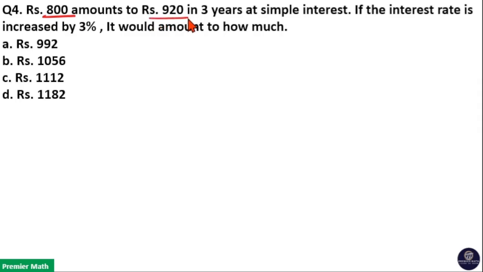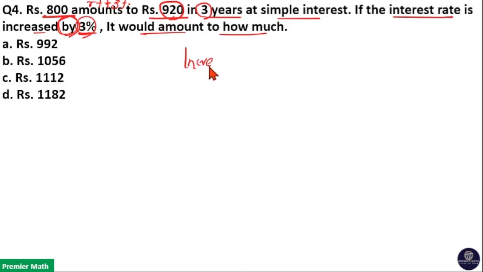Rupees 800 amounts to rupees 920 in 3 years at simple interest. If the interest rate is increased by 3%, it would amount to how much? Here, we don't have to find out the current rate. If the current rate is R percentage, 800 rupees at R percentage amounts to rupees 920 in 3 years. But here the rate is increased by 3%. That is, now the rate is R plus 3%. And this R plus 3% is for 3 years. That means we have to add this 3% for 3 years. That is 9% of this 800 to the current amount.